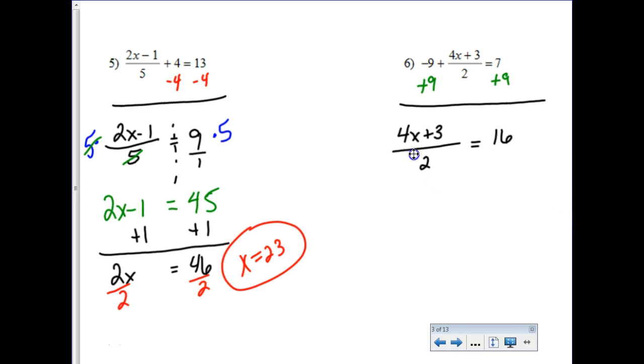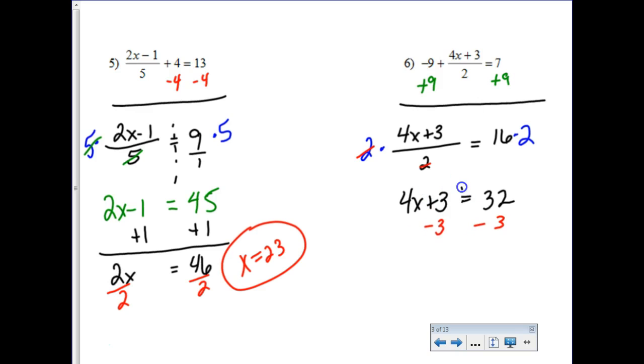If you want to cross multiply 2 times 16, that's fine. Or if you want to think of it as I have to multiply by 2 on both sides, that's actually the proper way to do it. So these 2's cancel, and you're still left with 4x plus 3. And then 16 times 2 is 32, and now we have a nice equation to solve.